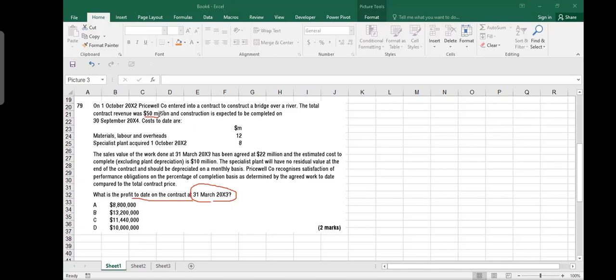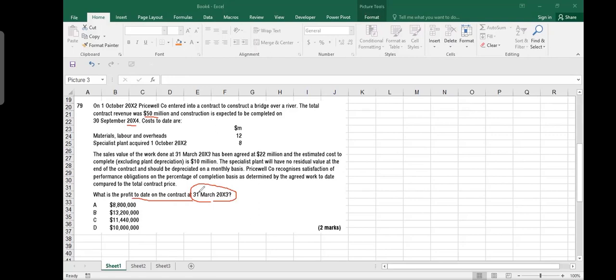Sometimes they are cost plus 10%, so whatever the cost is, 10% of that. But here these are fixed price contracts. Construction is expected to be completed on September 30th, 2004. So it is a 2 year time period. And we are talking about 31st March 2003, so 6 months have gone.